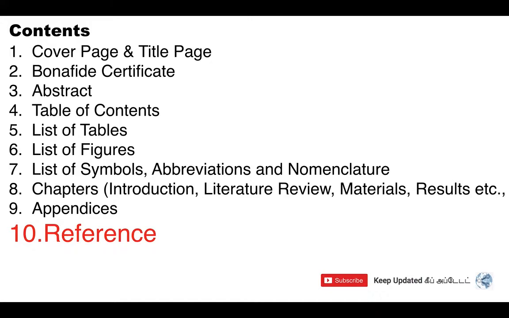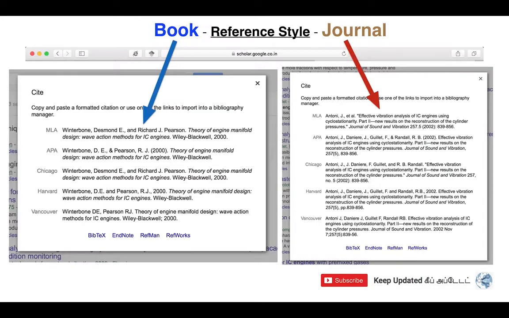It will have a cover page and a title page, bona fide certificate, abstract, table of contents, list of tables, figures, symbols, chapters, and appendices. All these rest on your part, whether it is technical or non-technical writing. But the important part that I will be dealing with in today's lecture is the reference, because each book or journal will have different reference styles.